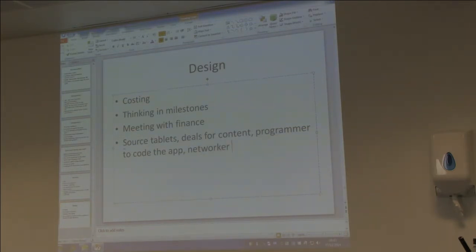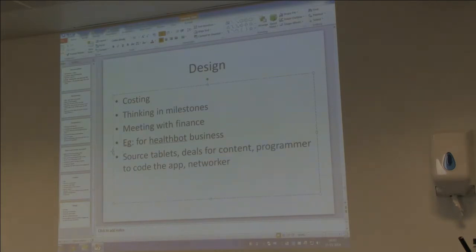What's the name of your business? Healthbot. Okay. Now you're going to need to source the name of your business, make sure it's not taken by somebody else. You can go on Companies House and look. So for the HealthBot business, we are going to need to source a deal for tablets, deals for content, a programmer to code the app, a networking programmer.